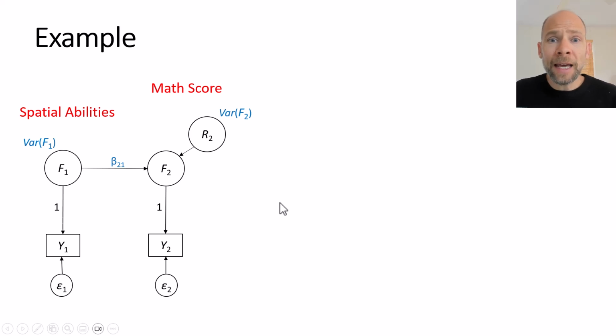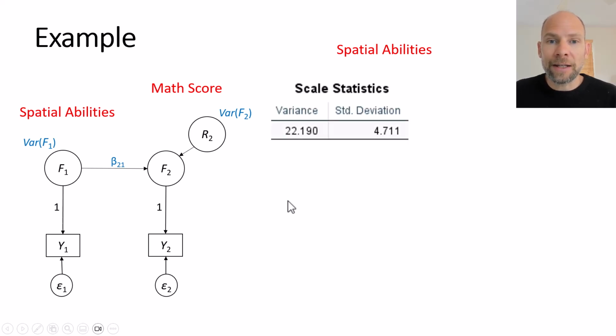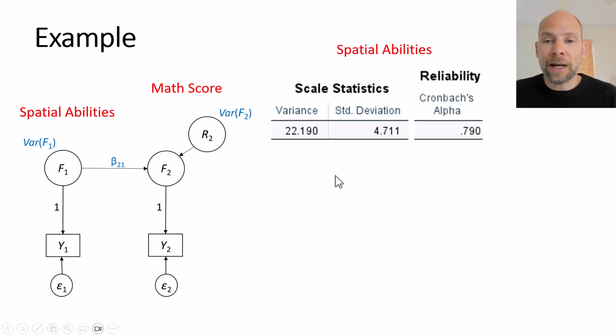Now, I did a little work here with SPSS in this case, and so for spatial abilities I found out that the variance of y1, so this scale score for spatial abilities, is 22.19 in my data, so that's var y1. And I also found out that Cronbach's alpha for my spatial ability scale is 0.79. So that's my reliability estimate, which in this case applies to this scale and which I'm going to use in the formula that I just showed you to estimate the error variance component.